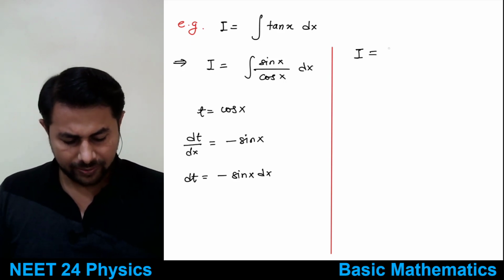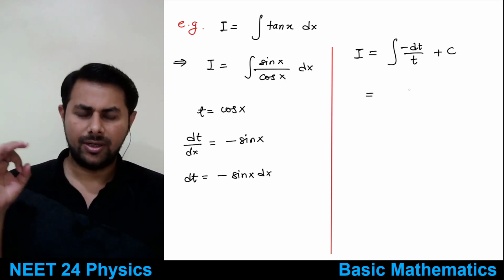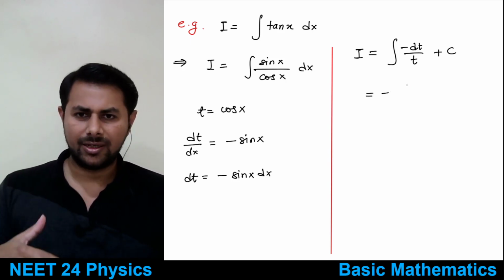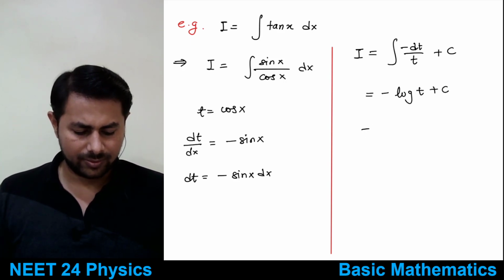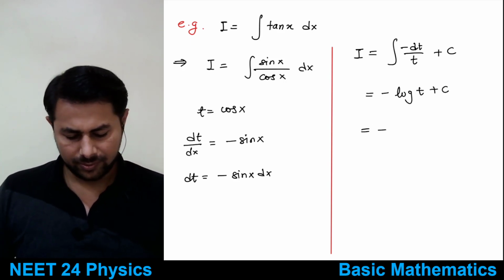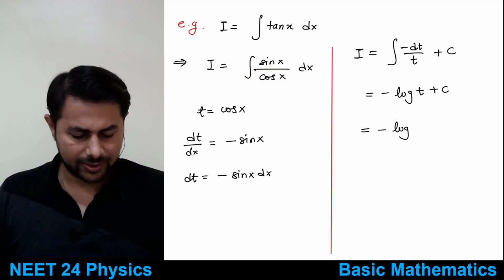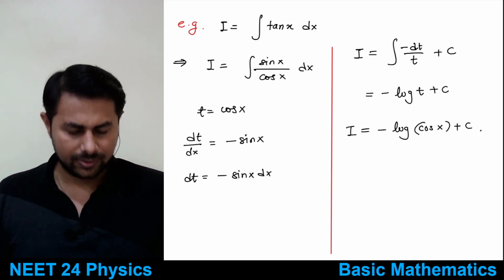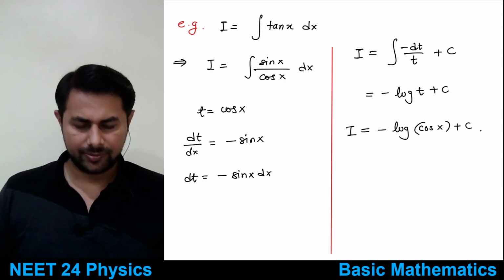So you get I is equal to integral of minus dt by t plus c. Minus sign you can take outside, so it is just minus of integral of dt by t, and that is log of t, and therefore it's equal to minus, what? Your t was cos of x, minus log of cos x plus c, right? Very simple.